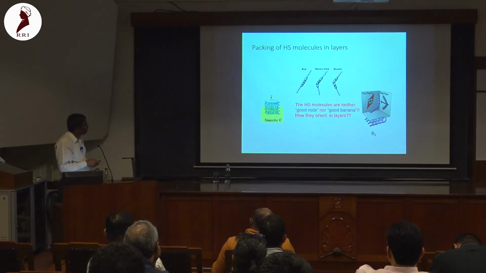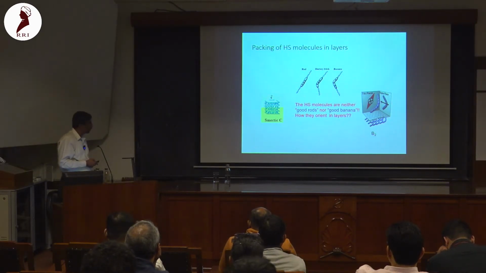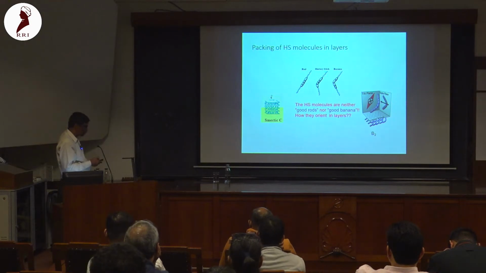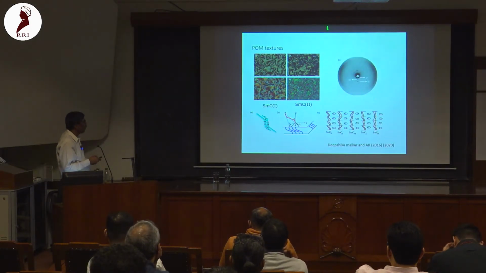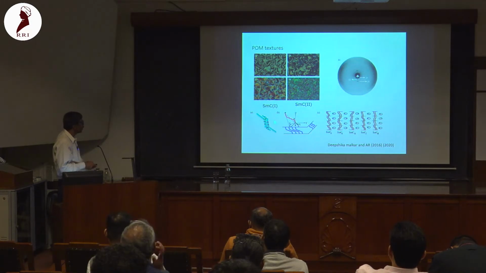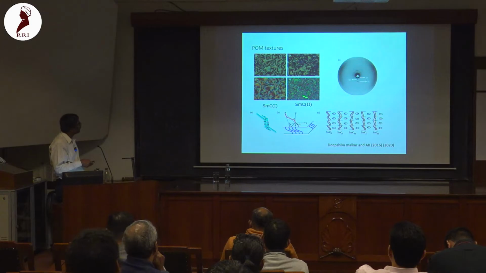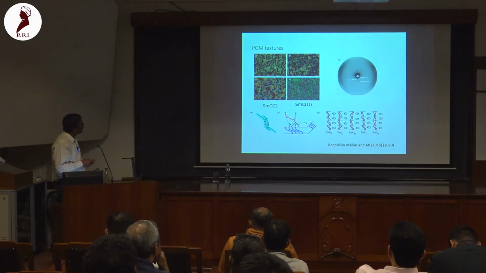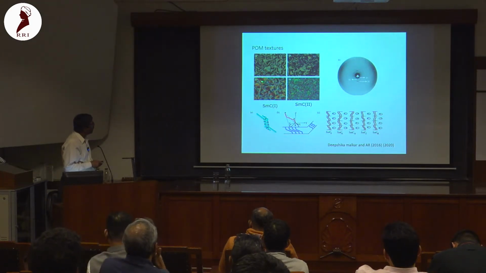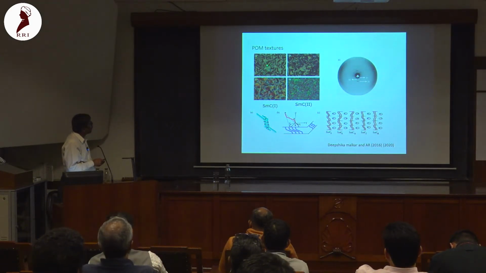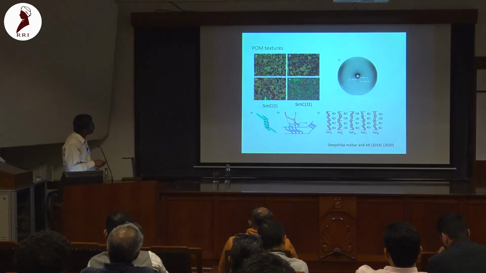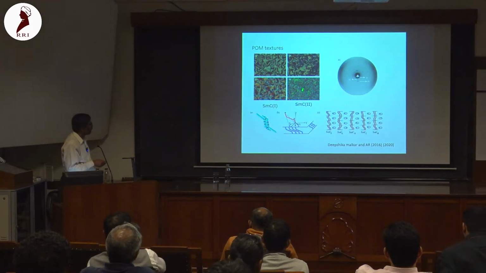So the question is, what kind of phases will these hockey stick shaped molecules show? And actually, he synthesized a molecule of that hockey stick shape. So this is the molecule. And we found that they have two symmetric C phases. There is no polarization in these symmetric C phases. The upper phase texture is shown in two geometries, and these are the two geometries for the lower phase.